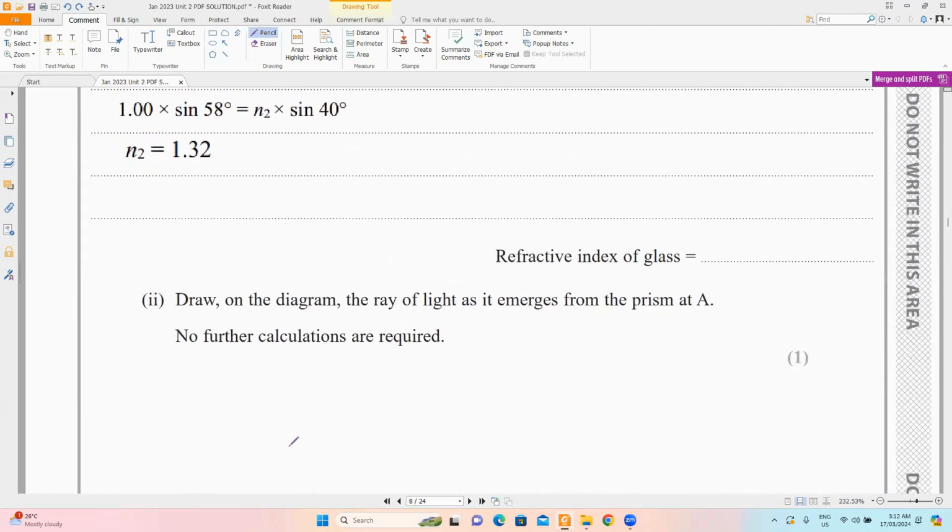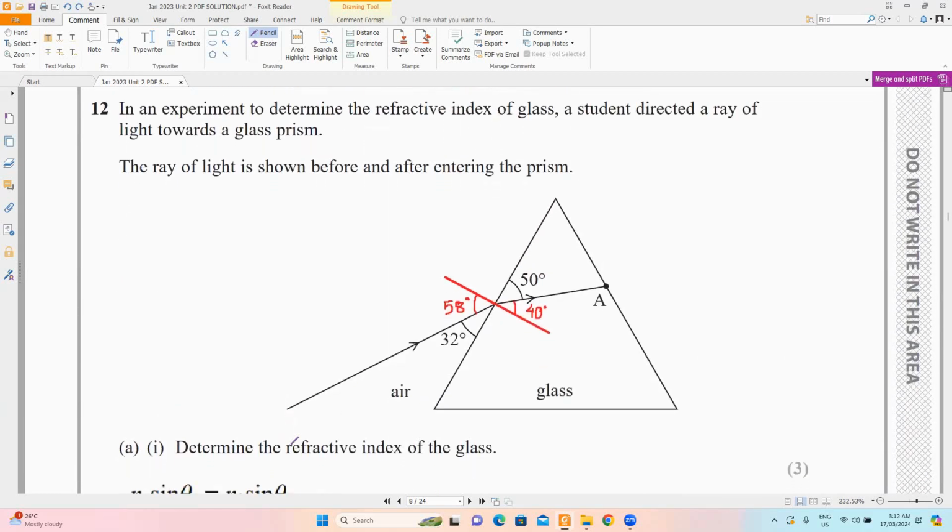Next question says, draw on the diagram the ray of light as it emerges from the prism at A, and no further calculations are required as it emerges. Guys, so when light emerges out of the glass, it is traveling from a more dense to a less dense medium, and when light travels from a more dense to a less dense medium, it bends away from the normal.